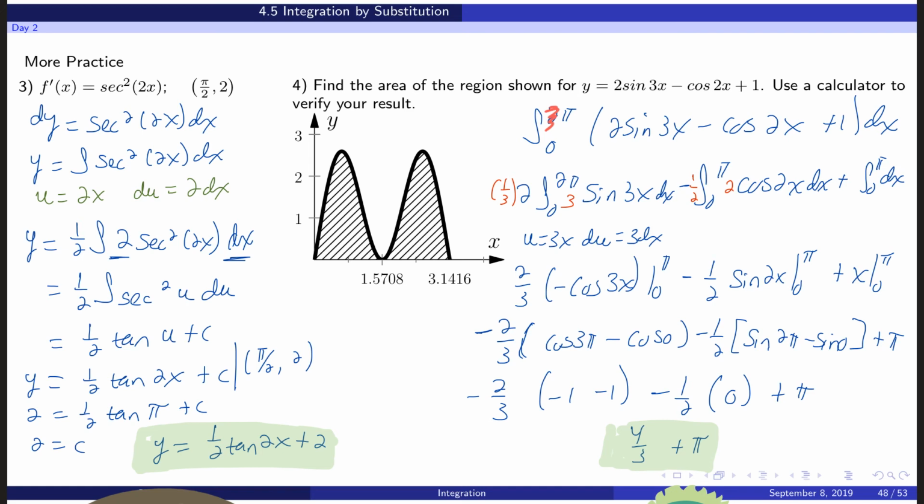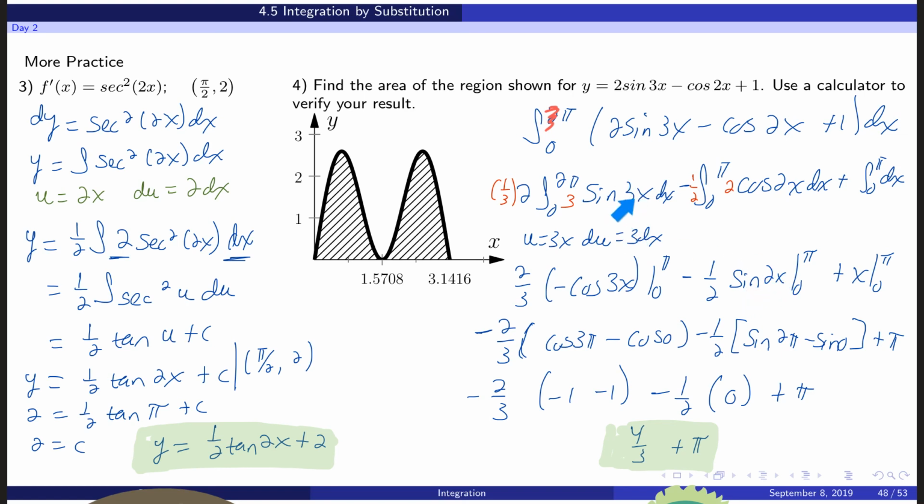Okay, second and third are very similar. Antiderivative of cosine 2x, let u equal 2x. du is 2 dx. I need a 2 here. I'm going to offset the 2 that I put here with a 1/2 on the outside. And then the antiderivative of cosine u du is sine u. Turn your u back into 2x and you get this.